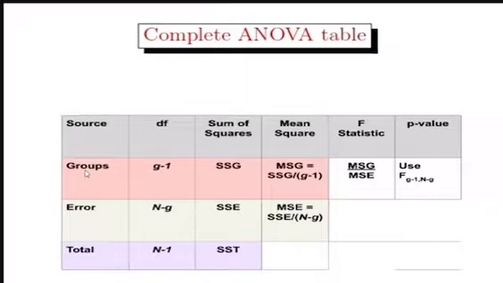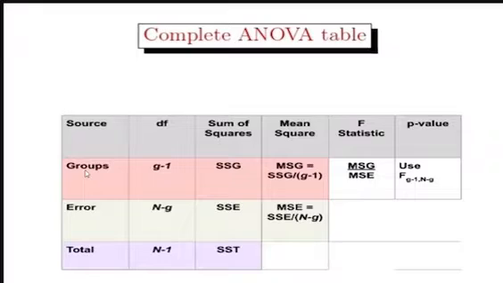And what do you have in the next column? Of course, degrees of freedom. G minus 1, the degrees of freedom for group. N minus G, the degrees of freedom for error. N minus 1, the degrees of freedom for total.